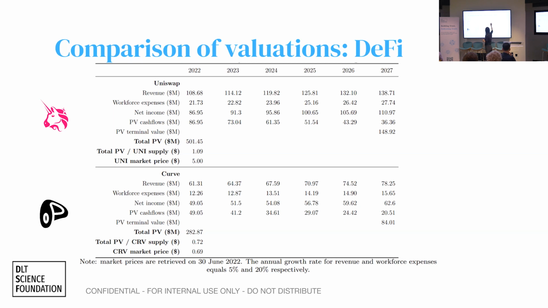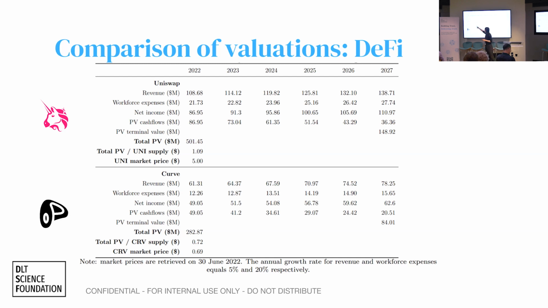So we discount the net income, and then we get the PV, which is the present value of the net income. Calculate the terminal present value as well, and then we get the total present value of the protocol. With the total present value of the protocol, this can be deemed as the fair market cap, and then we use this fair market cap based on fundamental analysis. We use that to divide by the supply of UNI token, and then we get the, quote unquote, fair price.